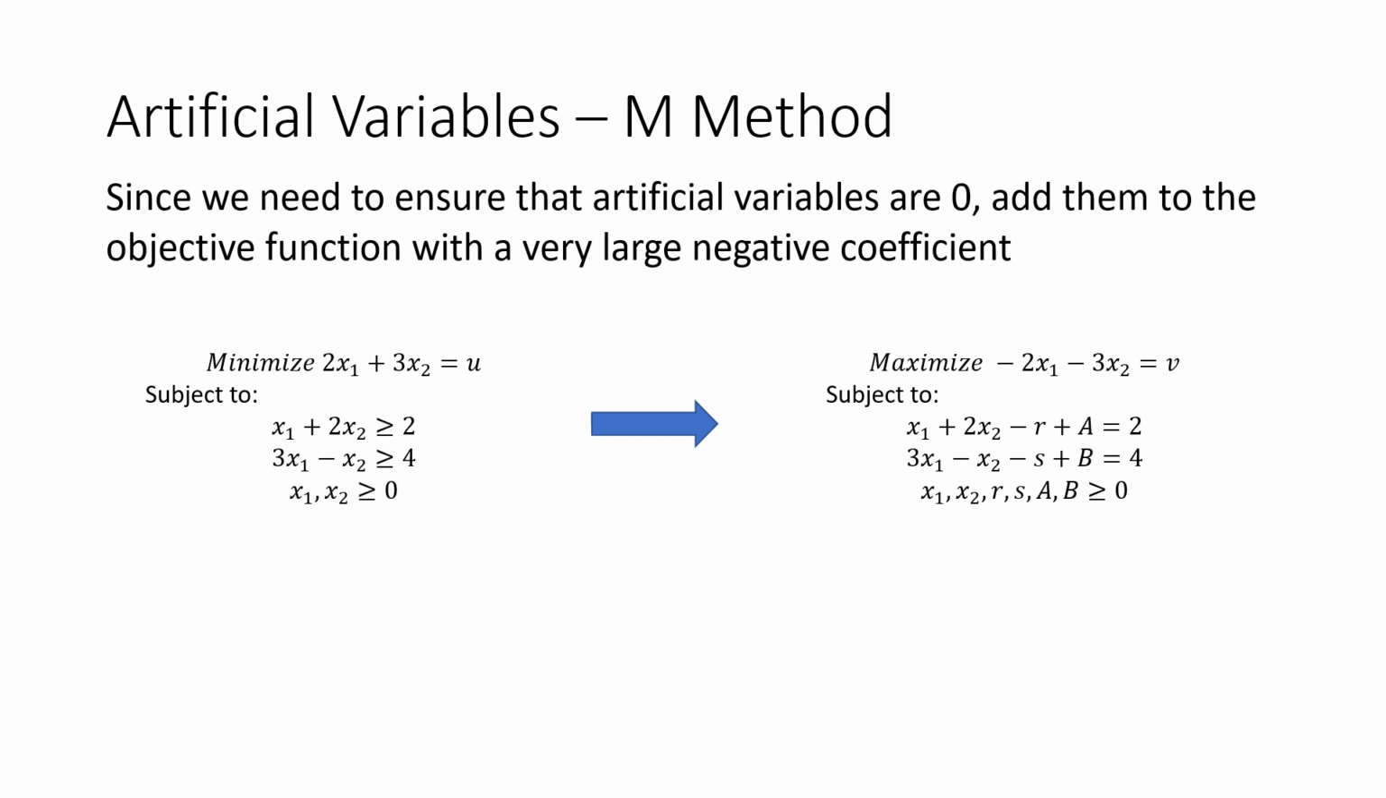So one way to do this is with something called the big M method, where we're going to introduce those artificial variables into our objective function, but we're going to make them very large so that they dwarf everything else in there.